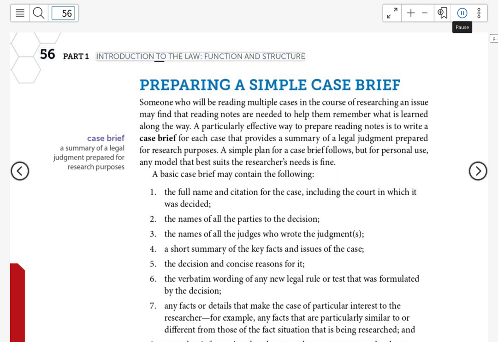Part 1, Introduction to the Law, Function and Structure. Preparing a simple case brief. Someone who will be reading multiple cases in the course of researching an issue may find that reading notes are needed to help them remember what is learned along the way.